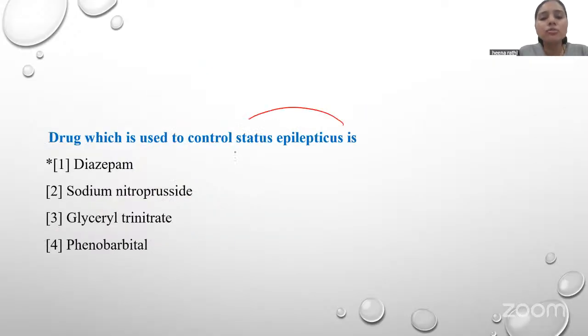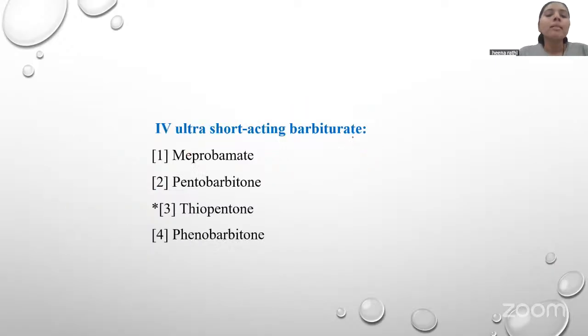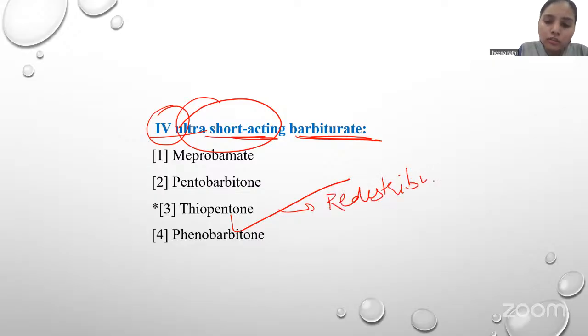The drugs used to control status epilepticus, we have already seen: benzodiazepines, lorazepam, then diazepam. Status epilepticus is a continuous attack of epilepsy, or 2 or more attacks seen within 30 minutes. Then IV ultra short acting barbiturates. The ultra short acting barbiturate is only thiopentone sodium. Why is it ultra short acting? Because it terminates its action by redistribution. It is one of the important questions.